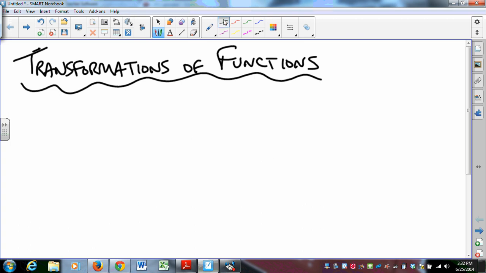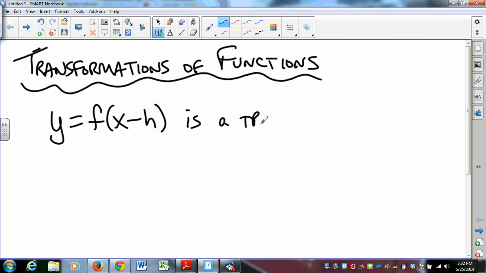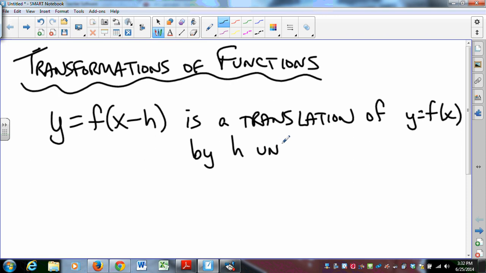And so it appears, based on this data, that if we replace x with x minus h, what we get is a translation of the graph of y equals f of x by h units to the right. So replacing x by x minus 4 moves the graph to the right 4.